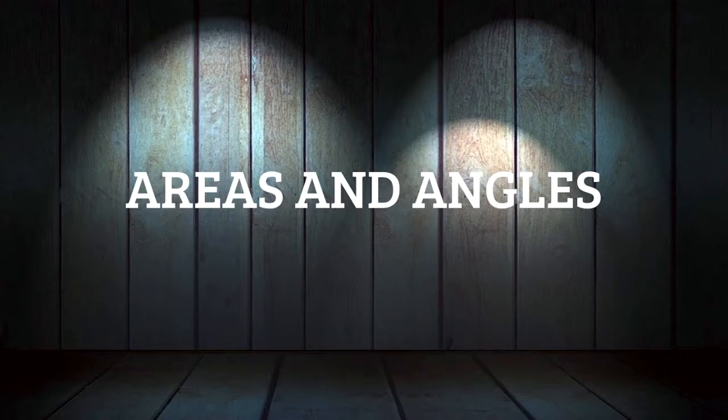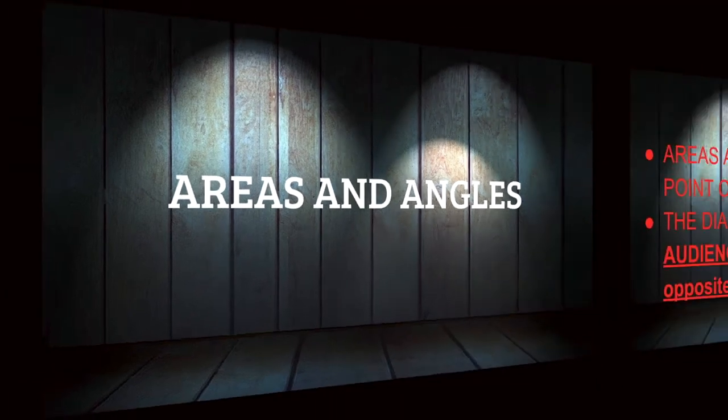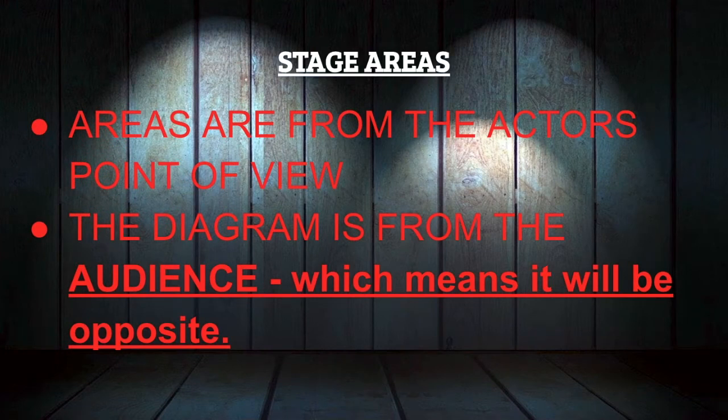Areas and angles. So there are different stage areas and there are different body angles which we're going to talk about today. Stage areas. Areas are from the actor's point of view. So when you're standing on stage, it's your right, it's your left, etc. The diagram that I'm going to be showing you to explain this a little further is going to be from the audience's point of view, which means it's opposite. So your right is your left and your left is your right. I know this is confusing, but let's look at the diagram so I can explain it a little more.